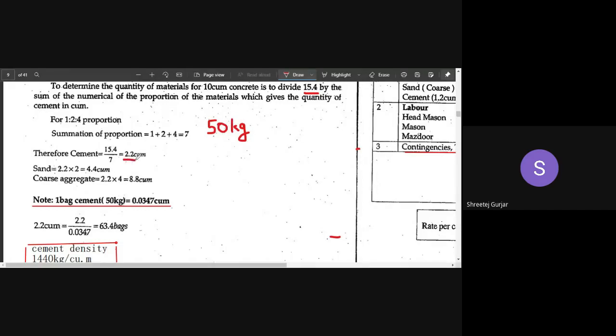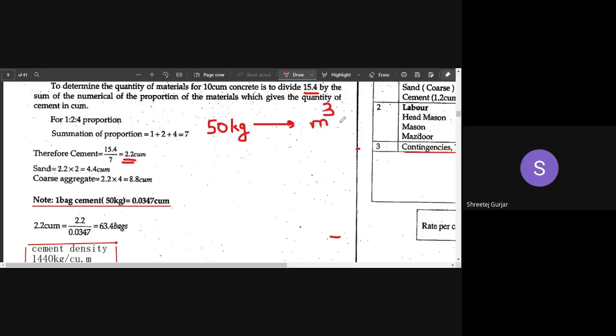Now we want 2.2 cubic meters. Sorry, we want 2.2 cubic meters. Now, how many bags do we need to order? We have to calculate how many bags of cement we require for 2.2 cubic meters of cement. We have to convert kg to cubic meter, or meter cube.